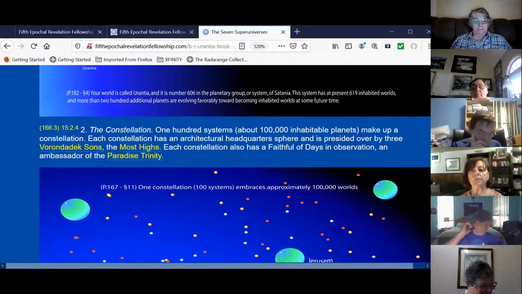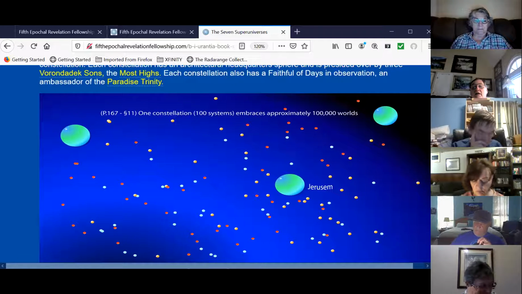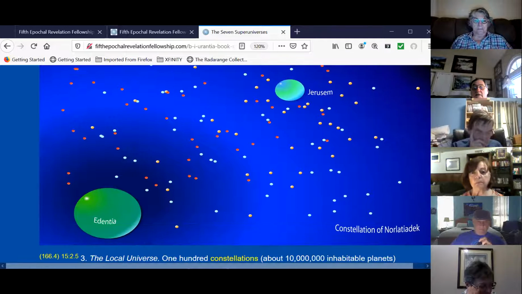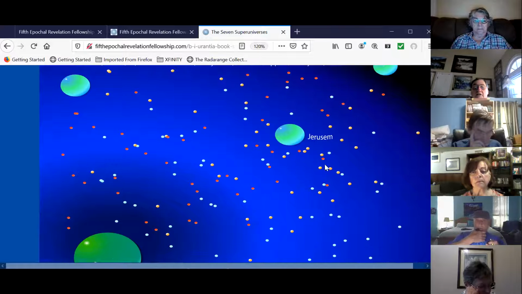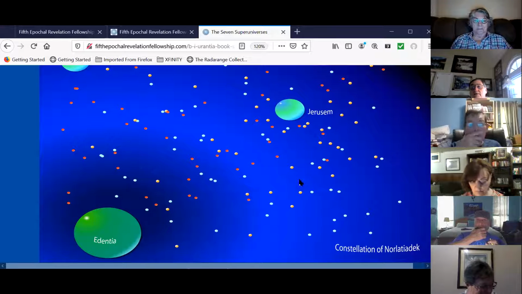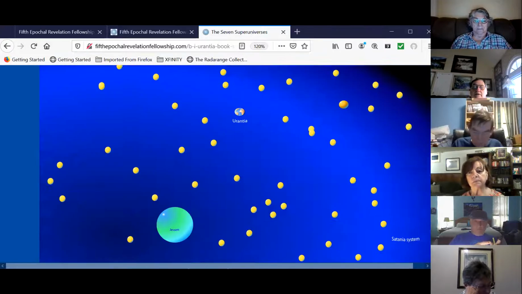So let's go back up here. This is the constellation right here of Norlashadek, okay? And the constellation of Norlashadek, one of the local systems is Jerusalem, right? So there's 100, did I just say that right?